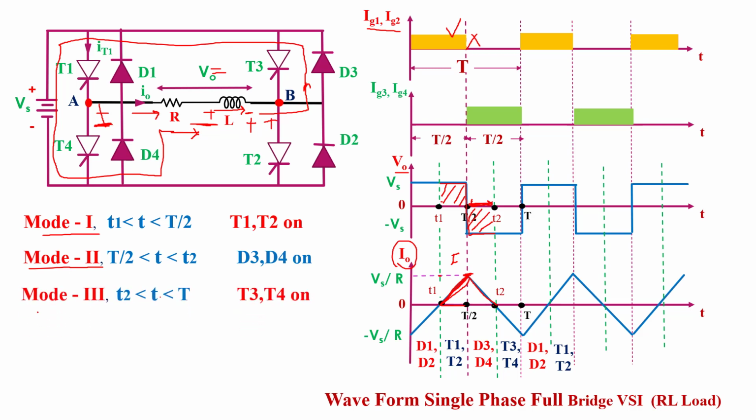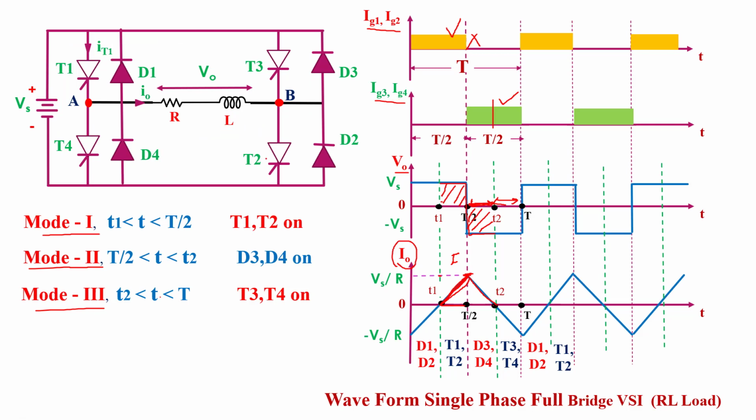Next is mode 3. The time interval of mode 3 is T2 to T. It means this time interval. In this time interval, again we provide a firing pulse to thyristors T3 and T4. When we provide a triggering pulse to the T3 and T4 thyristors, they will start conducting.